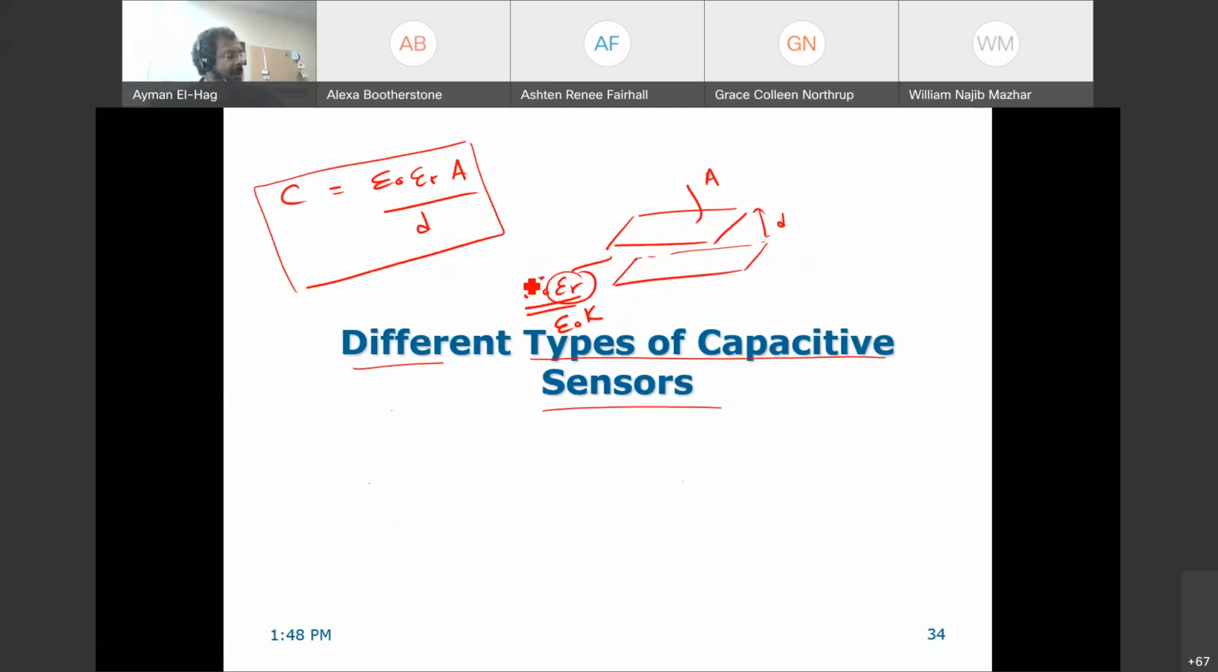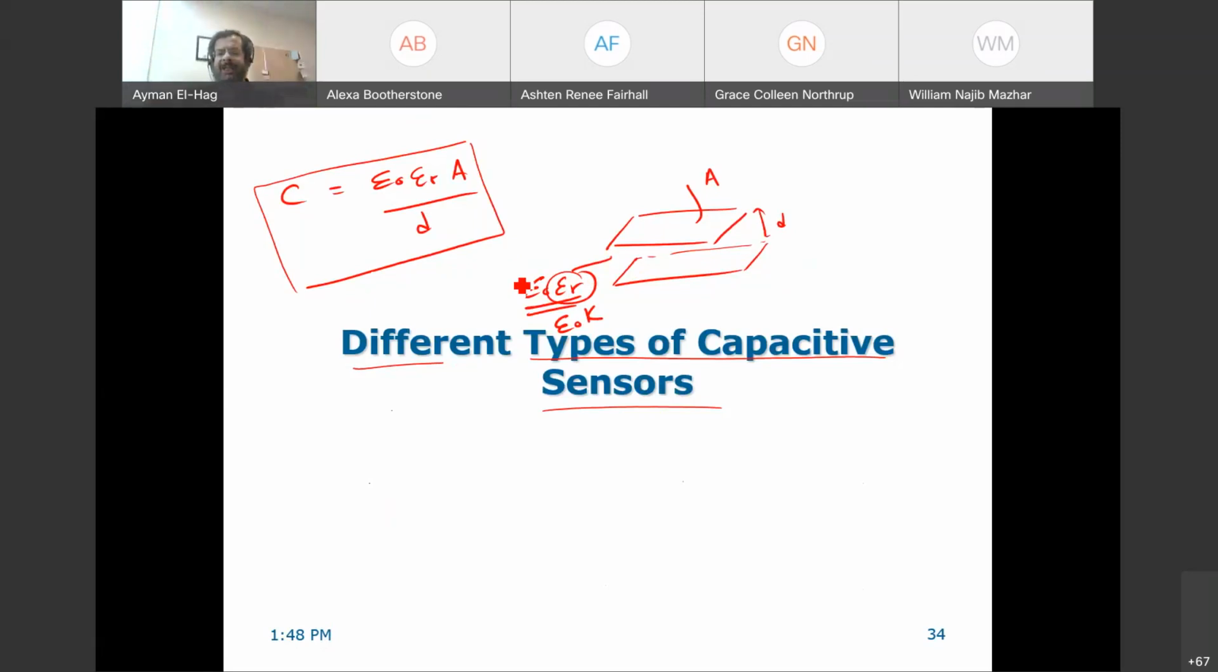Now, capacitive sensors are based on this principle. You either change the dimensions of the capacitor or you change the material inside. So the way you design your sensor, you make it with these things changing with respect to the physical property that you are measuring. And then by measuring the change in the capacitance, you can figure out what is the original change of the physical property. Always remember that the sensor is a device that changes a physical property into an electrical one.